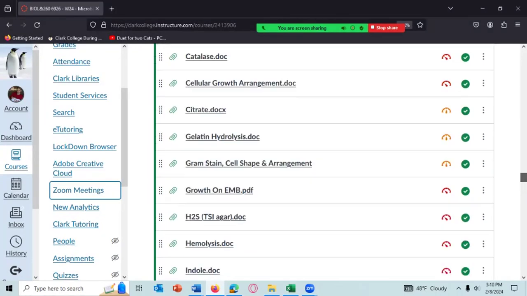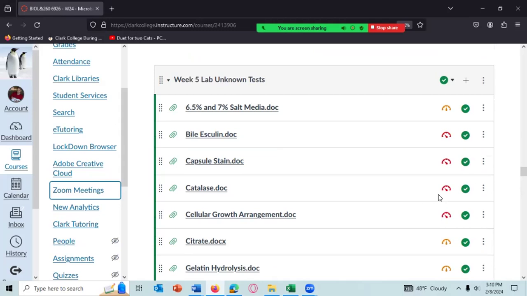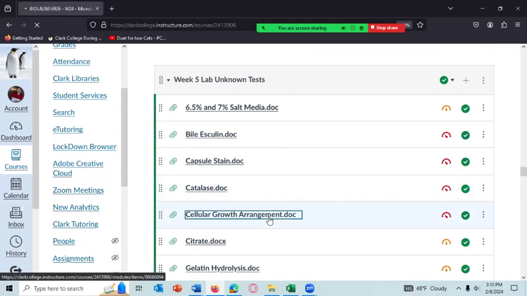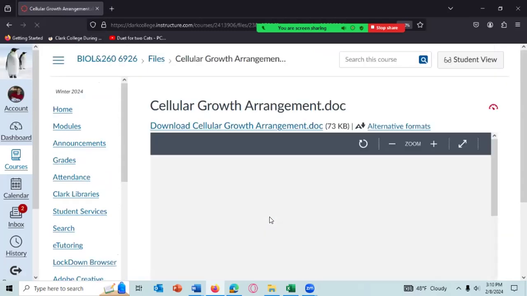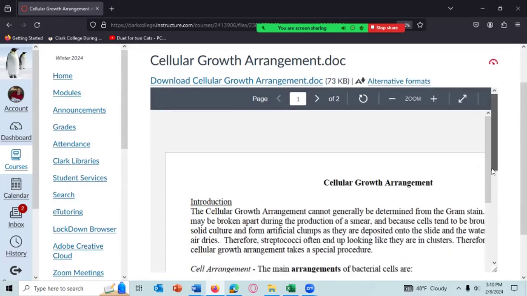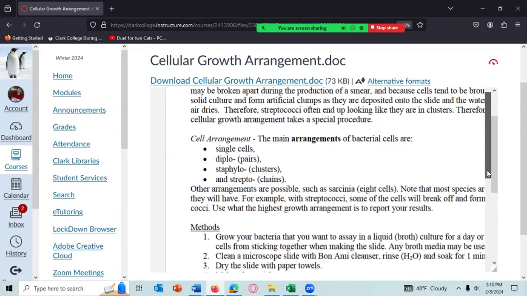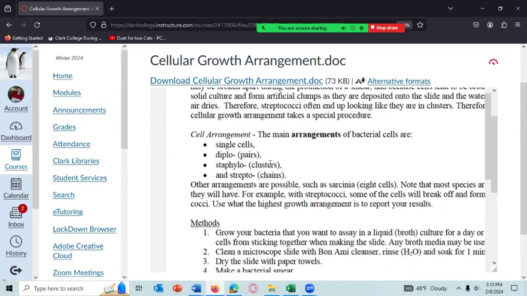And then the last thing I may have not mentioned is cellular growth arrangement. That's how the cells stick together. We talked about this in the lecture. For cocci, you can get singlet cells. There can be diplococci. There can be staphylococci. This is clusters. There can be streptococci. This is chains. There are other possible arrangements too, like Sarcinae, 8 cells.